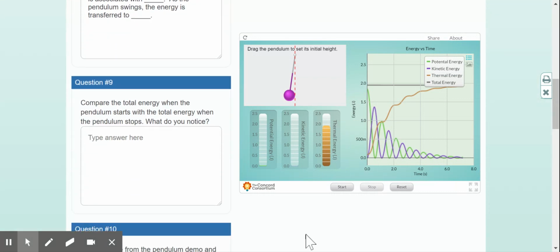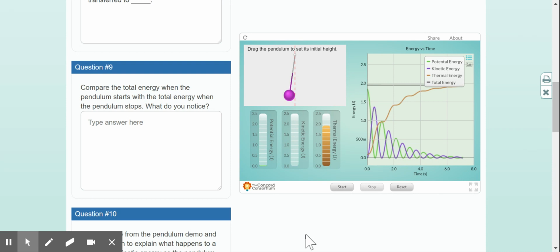Question 9 talks about total energy, when the pendulum starts at 0 seconds and when the pendulum stops. Although it goes behind the legend, you can see the gray line showing total energy stays the same throughout the simulation.